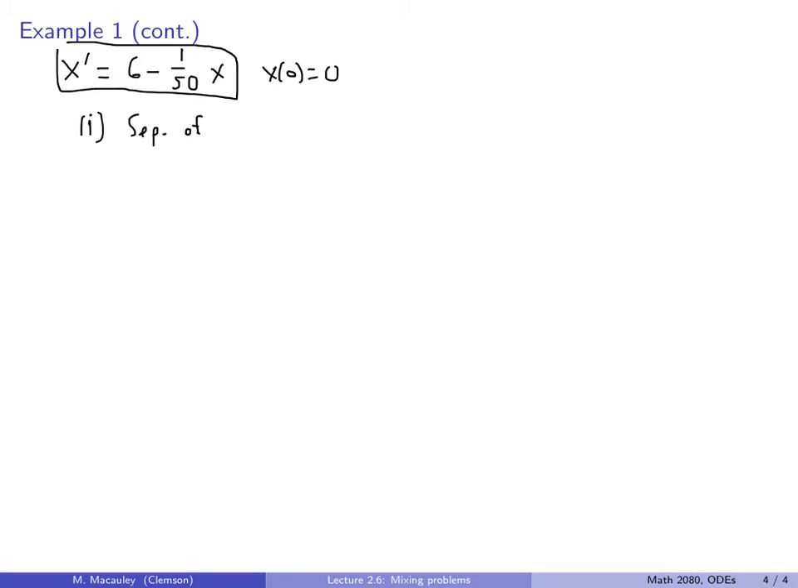Okay, so let's solve this differential equation that we derived on the last slide. That was x prime equals 6 minus 1/50 x. Let me box that. And we also had an initial condition, x of 0 equals 0, but I don't want to worry about that for now. To solve this, we've actually seen 4 different methods we can use. We can use separation of variables. We can use integrating factor. We can use variation of parameters.